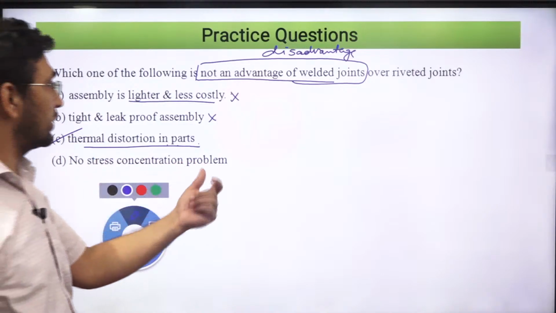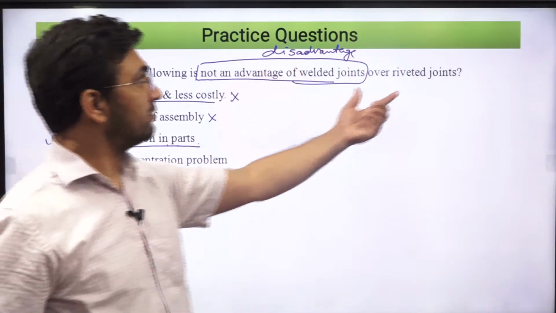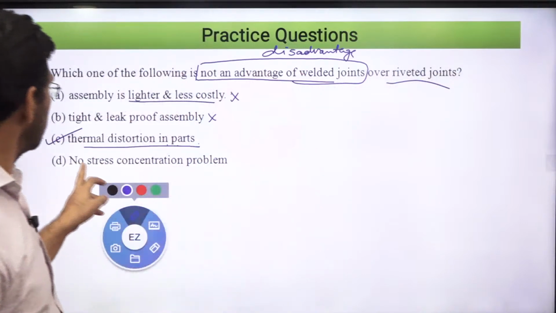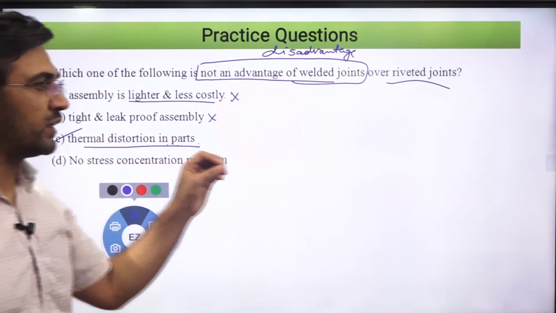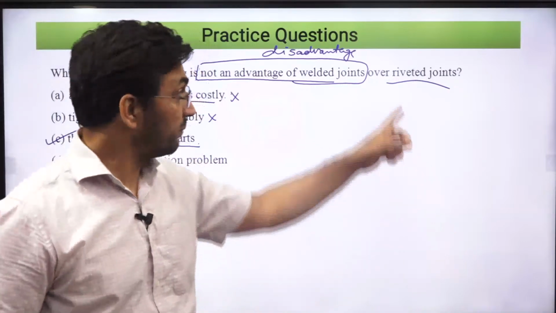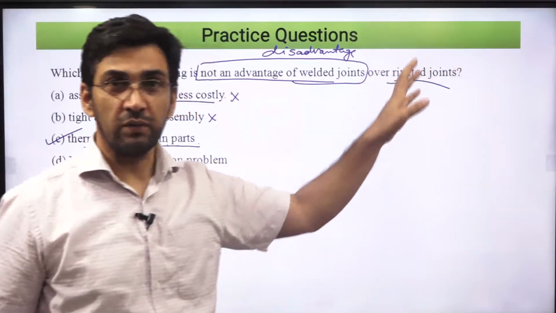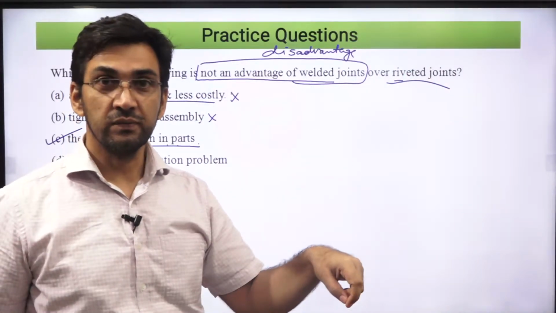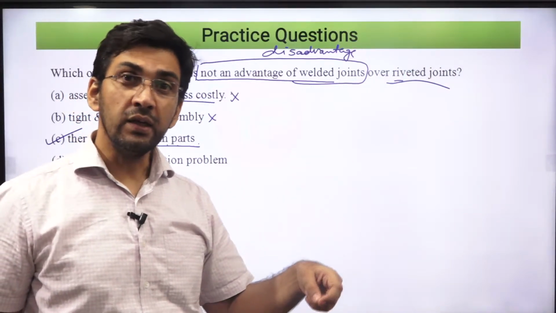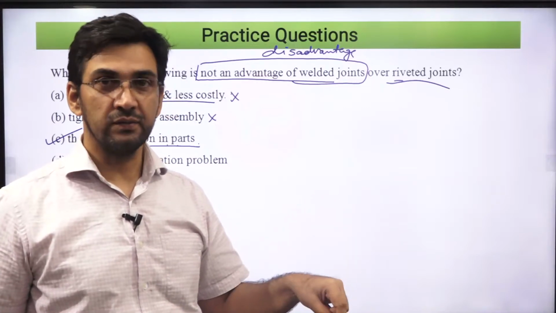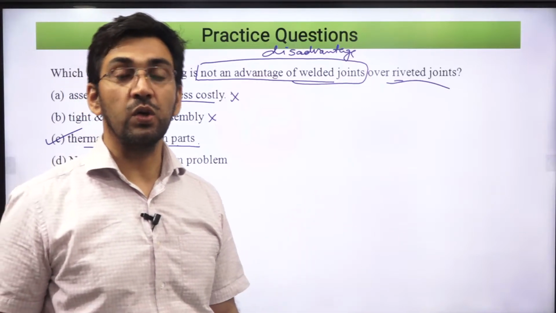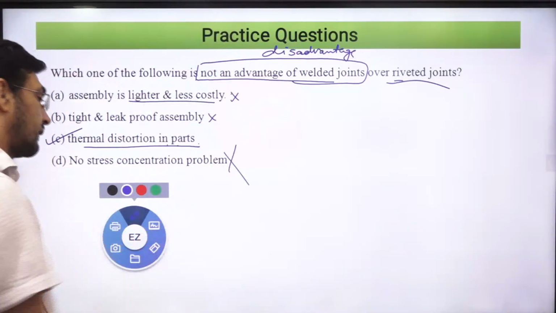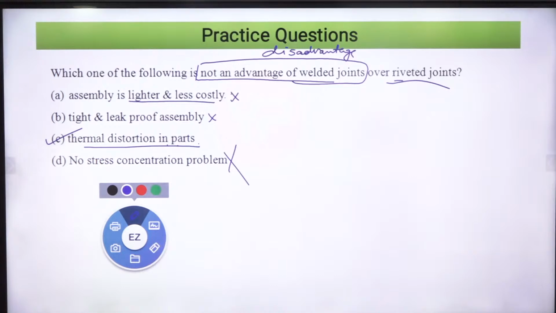No stress concentration problem. In welding, you don't have stress concentration related problem. So this is a relative term, okay? Even if it is there, it is small, but compared to riveted joint, it is very small. In riveted joint, you have made multiple holes. You have created so many discontinuities in the plate. And whenever there are discontinuities, you are going to have stress concentration. I hope it is clear now.